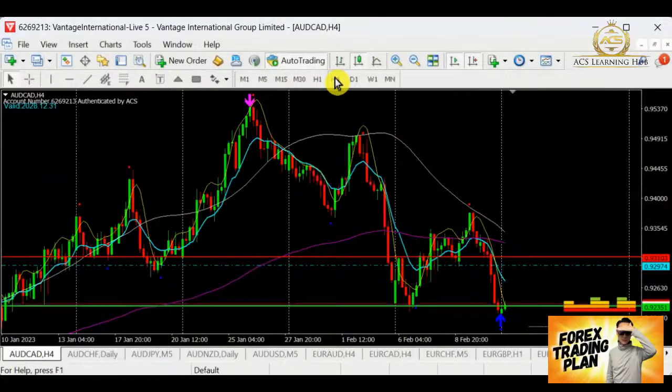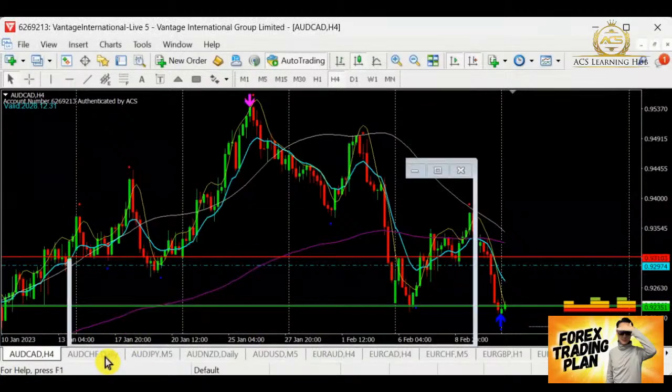Aussie Cat is tentatively breaking the support here. Nice retesting, so allow it to retest this area. Then later on, if there's a chance, we will start selling from there. All right, so next to Aussie Franc.